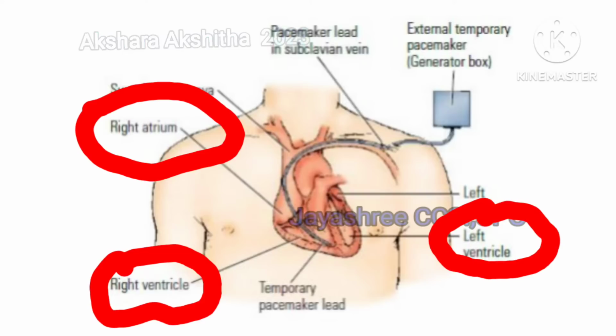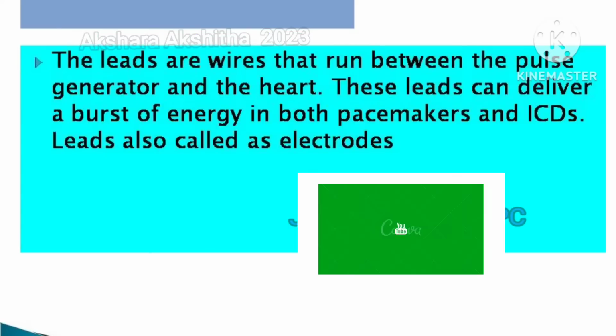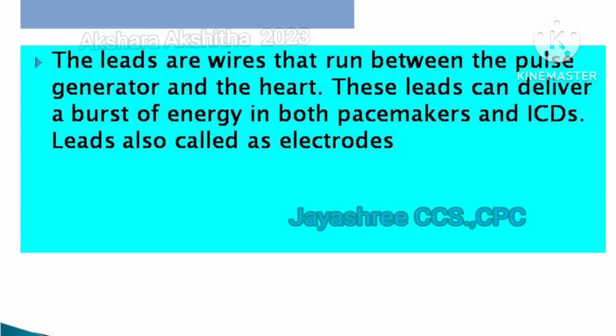Okay, so what is the meaning of lead? Lead is otherwise called an electrode. So there are two terms, leads as well as electrodes. Leads are wires that run between the pulse generator and the heart. These leads can deliver bursts of energy in both pacemaker and ICD systems. So this is called leads.